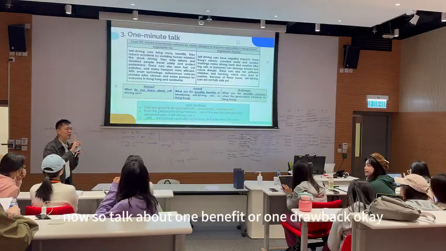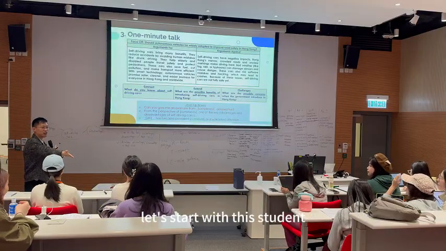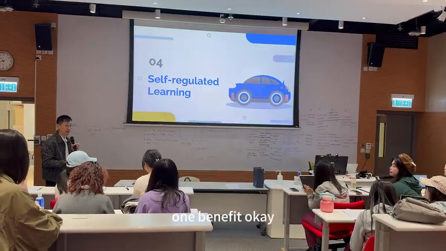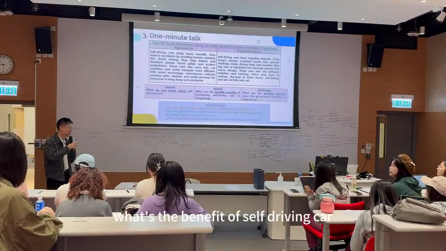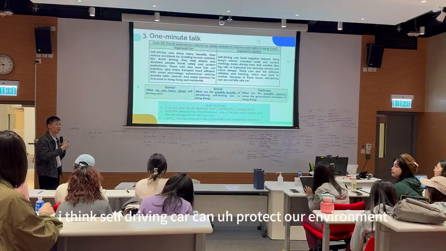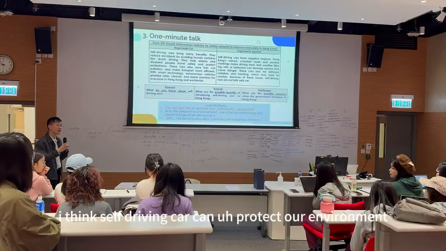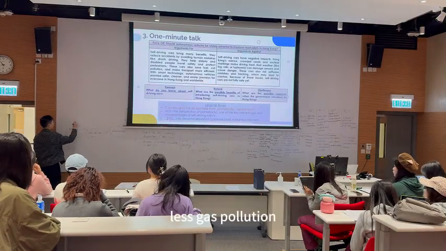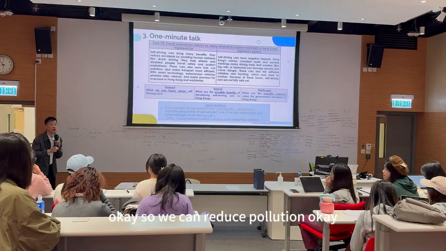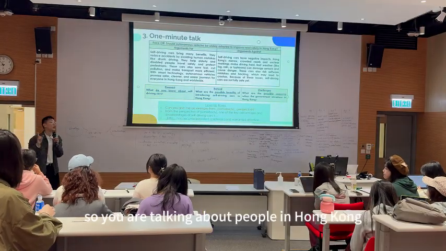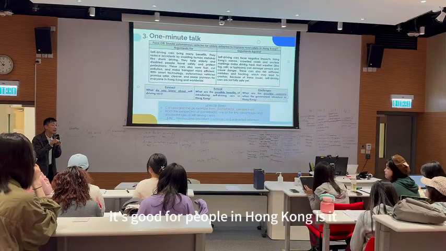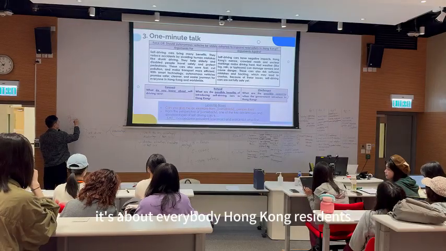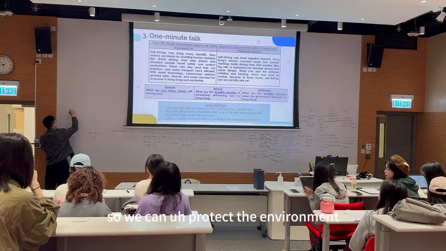Now, talk about one benefit or one drawback. Let's start with this student. One benefit. So what is the benefit of self-driving car? I think self-driving car can protect our environment, which means it can save fuels and less gas pollution. So we can reduce pollution. Yes. So you are talking about people in Hong Kong. It's good for people in Hong Kong. Yes. Because it's about the environment. It's about everybody, Hong Kong residents. So we can protect the environment.